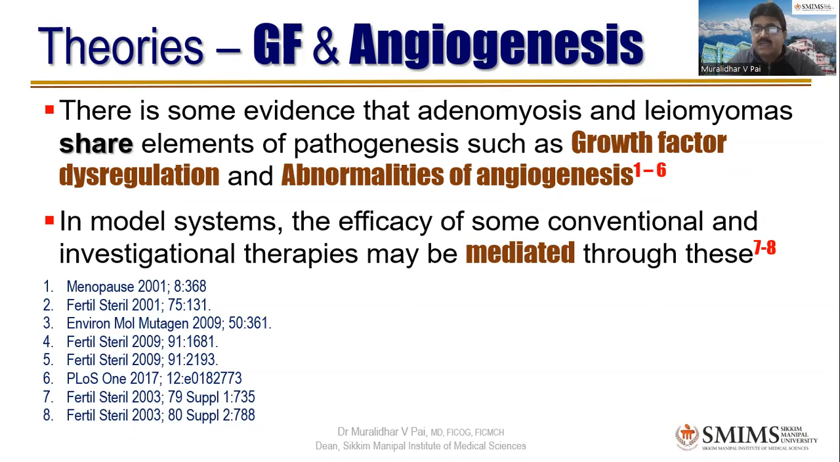So in the further 2 studies, which I put as 7 and 8, they did some manipulation, maybe suppressing angiogenic factors, giving anti-growth factors, and they saw the regression of adenomyosis. So that's a wonderful research that is going on, both in endometriosis as well as in adenomyosis. When I talk about endometriosis, these are the same theories which have been extrapolated to adenomyosis.